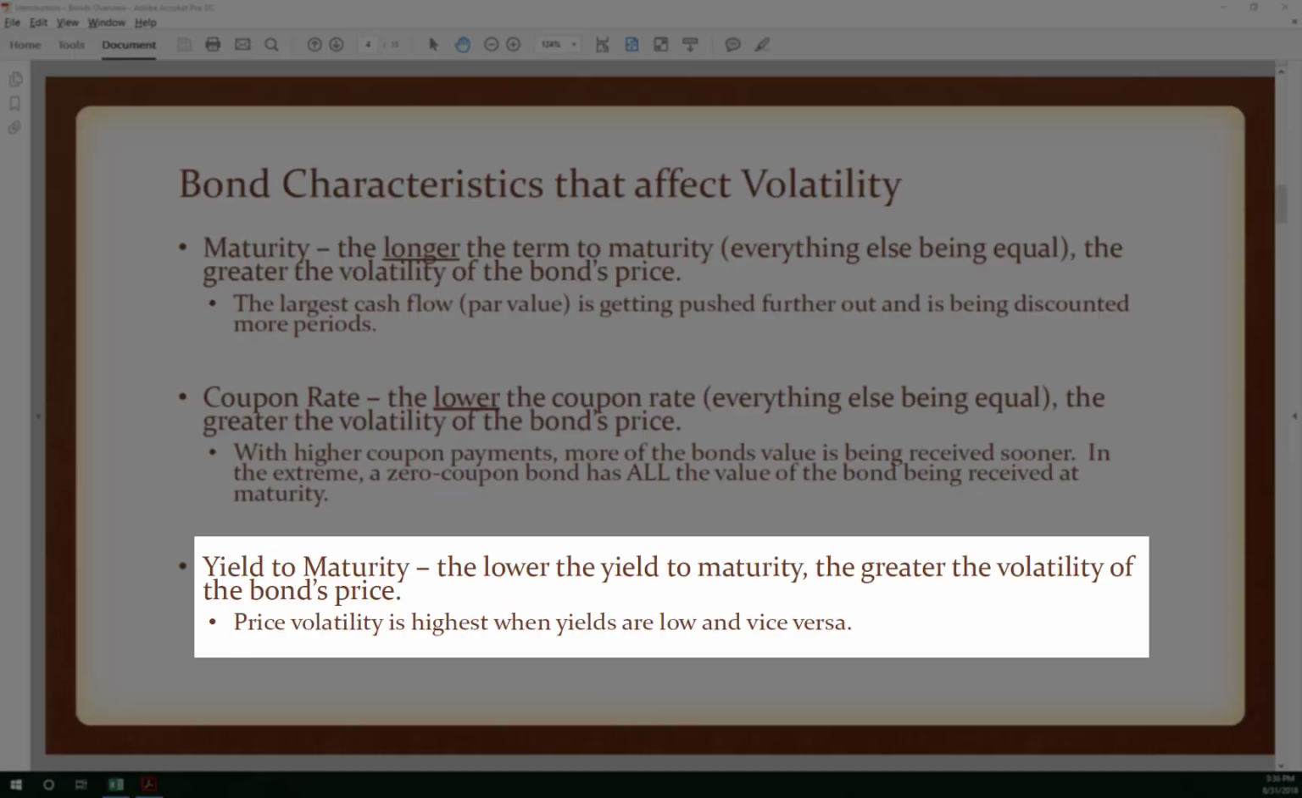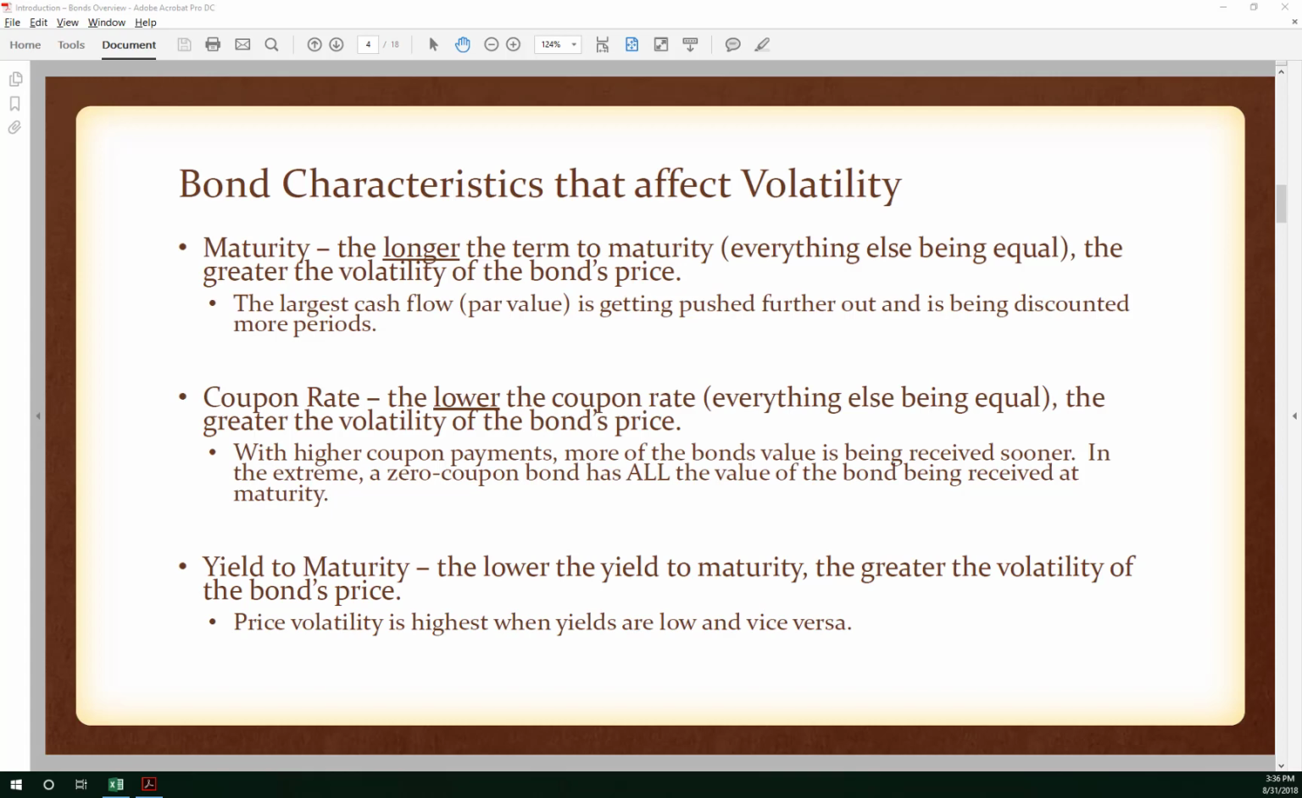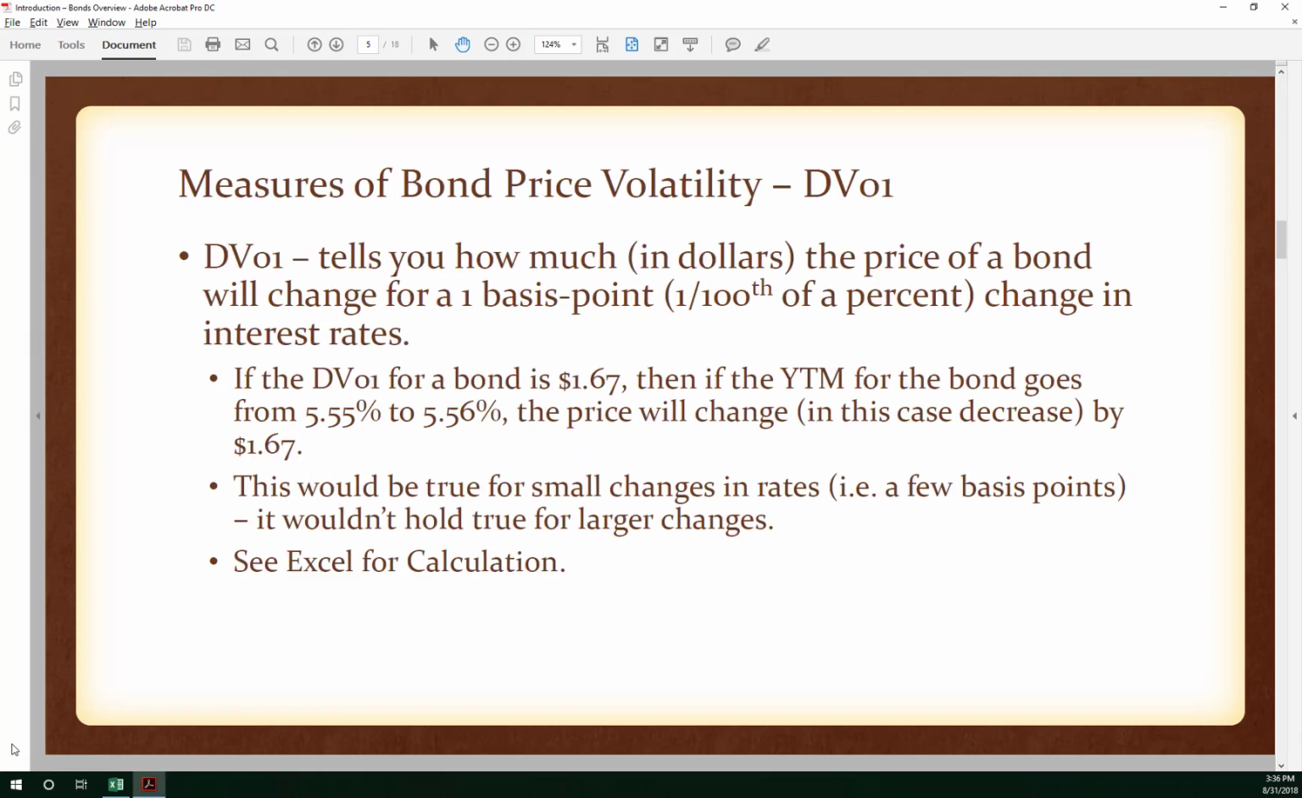And then finally, yield to maturity. The lower the yield to maturity, the greater the volatility of the bond's price. That's just saying price volatility is highest when yields are low, and price volatility will be lowest when yields are high. Well, let's move on to the next slide here and look at some measures of bond price volatility.